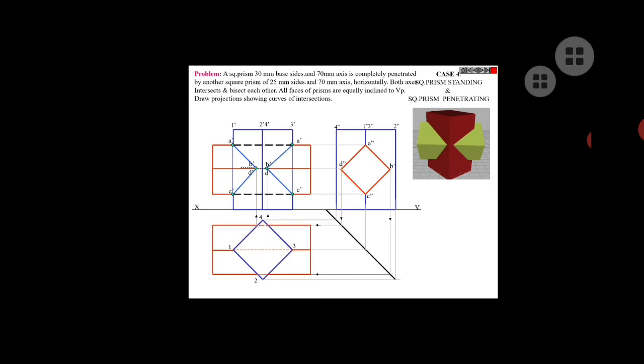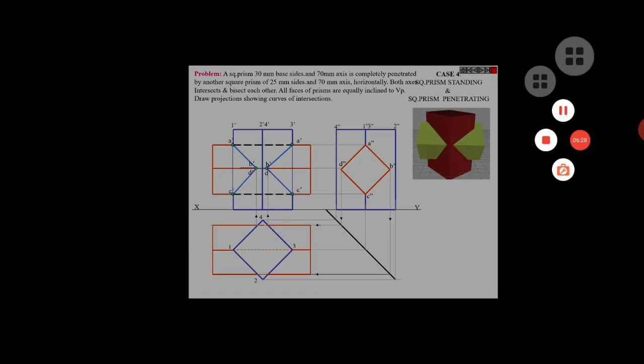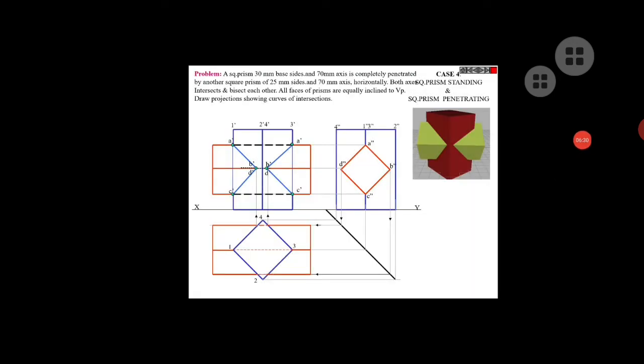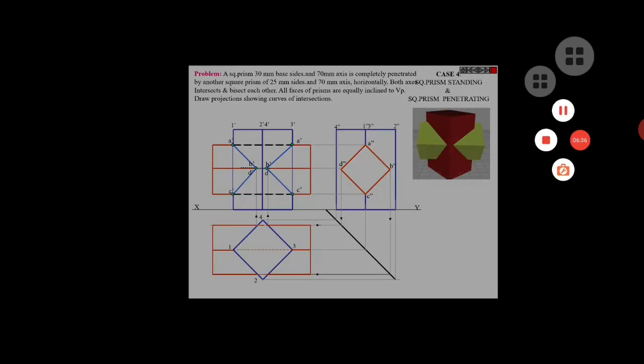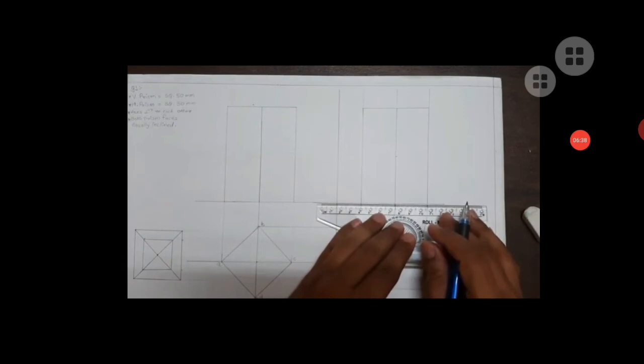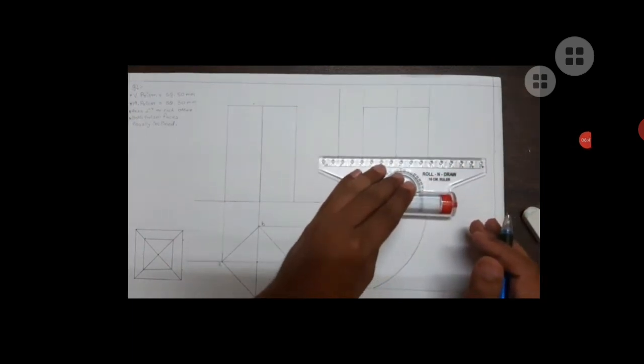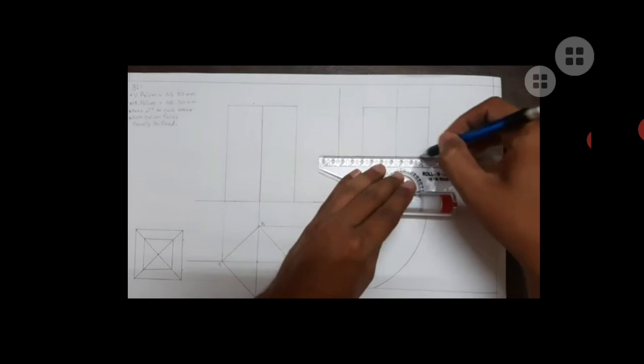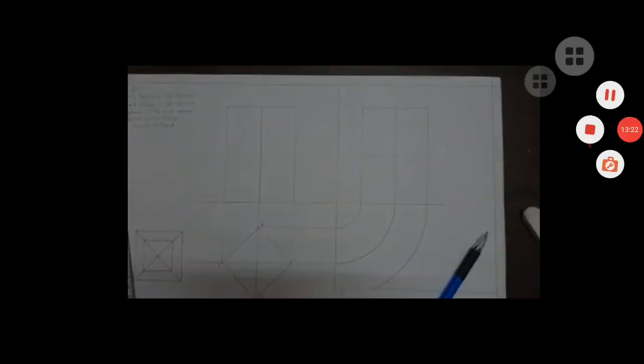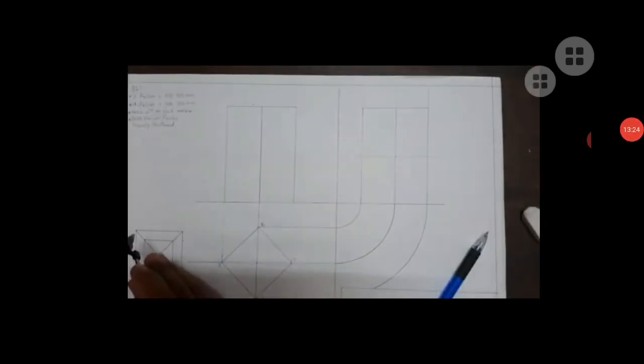So this is the actual view which is used for the problem. In this way we see the problem. So let's see the problem. Firstly draw the prism of 30 mm, another square of 30 mm, perpendicular to each other. Then draw the side view and front view of the object. Then draw another square.